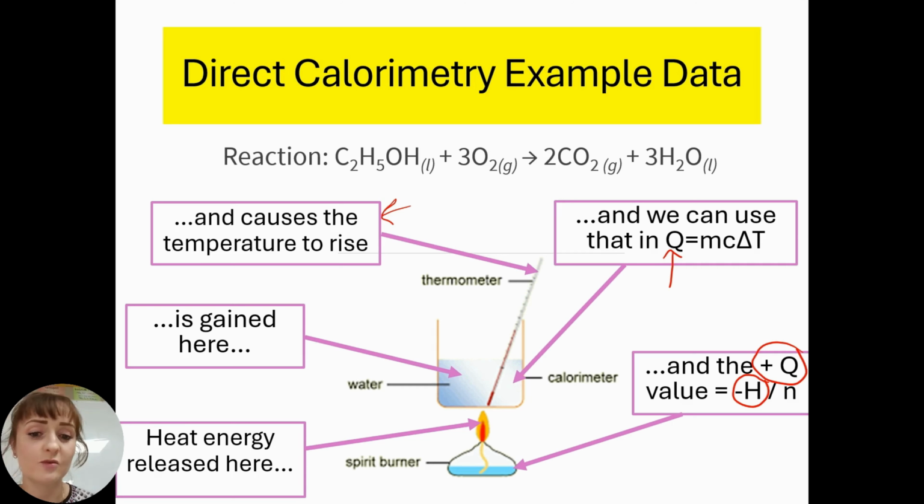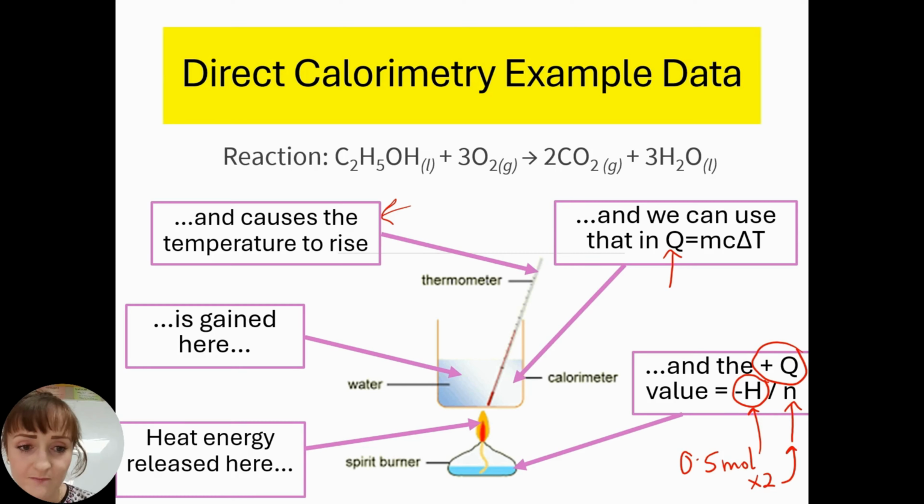Often they might then ask you to process this further. Now that we know the total heat released by the combustion, they might ask you to make that a molar value, particularly at HL level. So for example, if it took half a mole to produce a particular energy change for the delta H, you would multiply that by 2, and then it will give you the molar value.